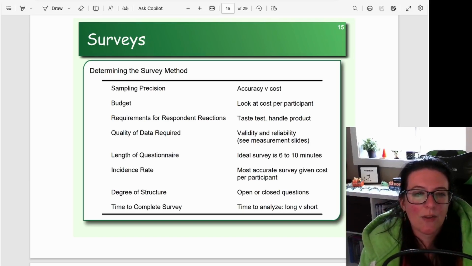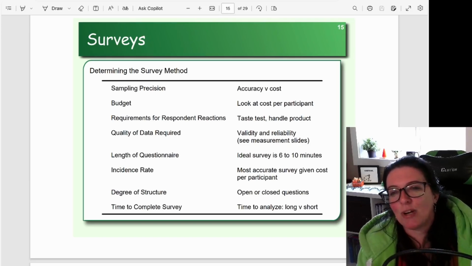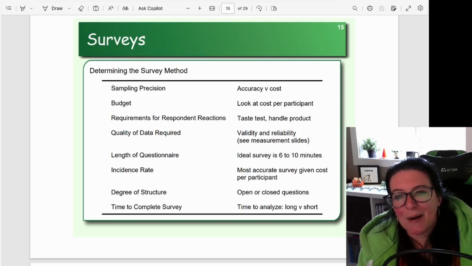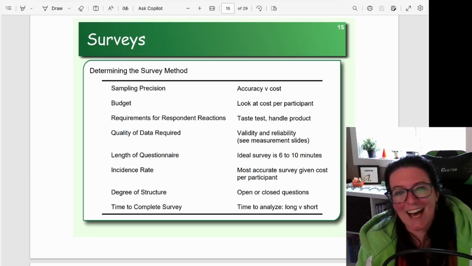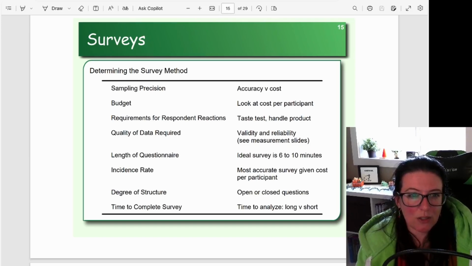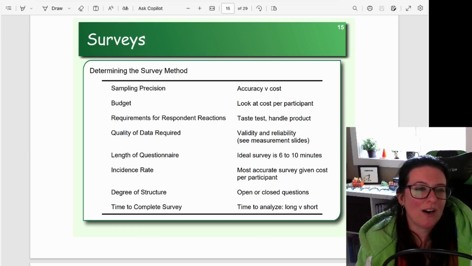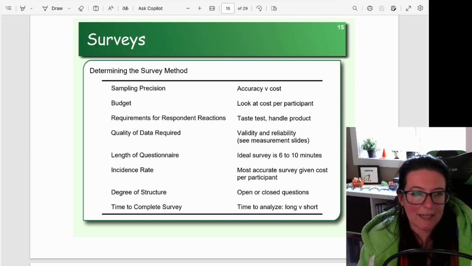Now, as we look at the quality of data, we of course want to consider validity and reliability. So go back to our slides on reliability and validity. So if you recall, reliability is how consistent is the data, and validity looks at, does it measure what we intended it to measure? So things to consider as you are looking at the survey method that you're using. Does it provide that reliability and validity?